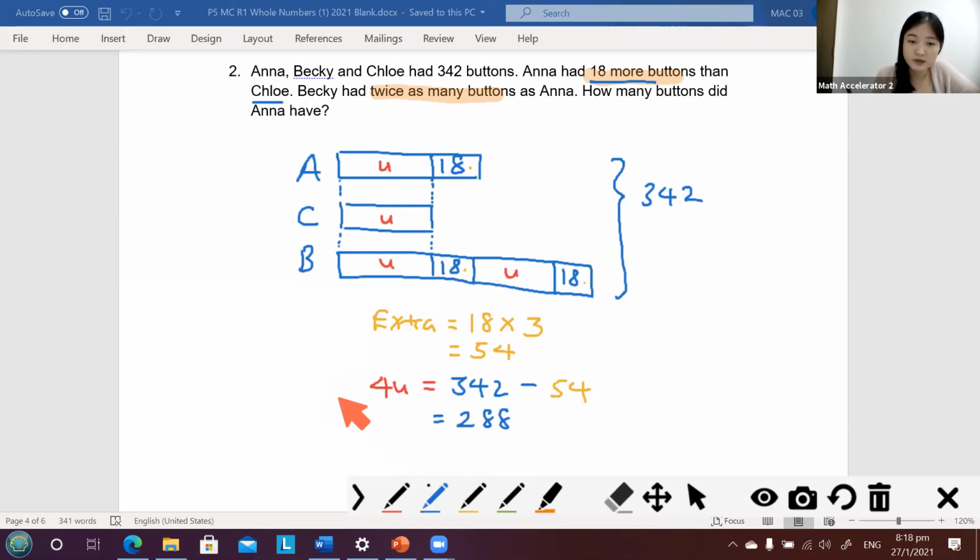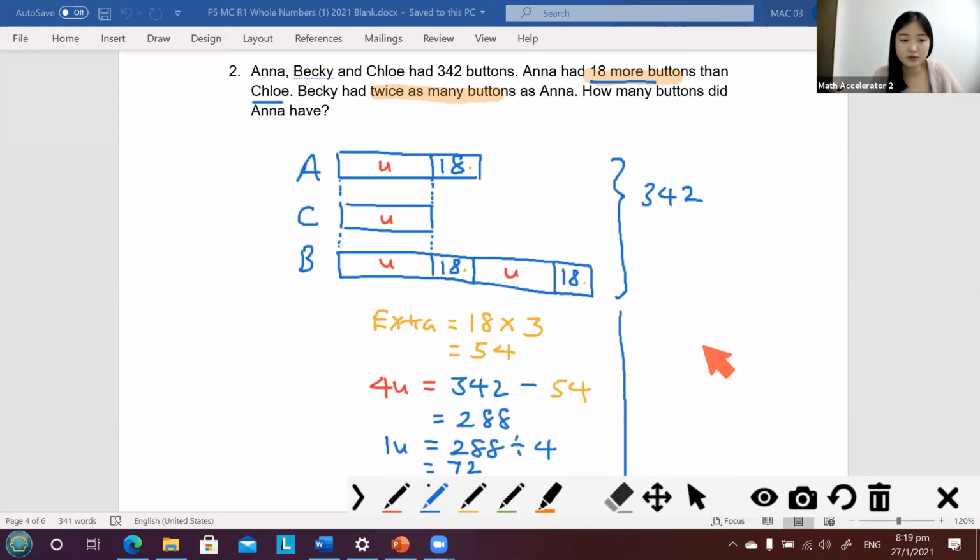Let's find 1 unit. Because they're all equal size, we can split it into 4 and find out 1 unit. So calculate it. What will you get? Okay, thank you. 72, yes. So with the 72, is that your final answer? Should you celebrate now? Okay, 72, yay. No. Then what must you do before you can celebrate?